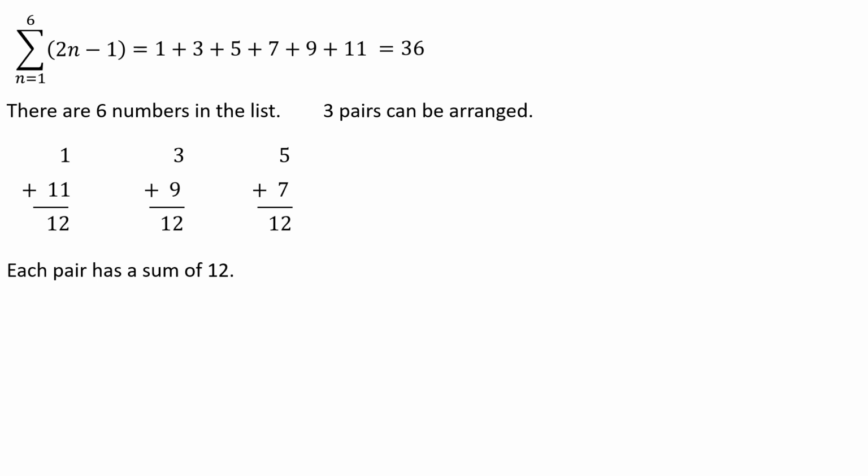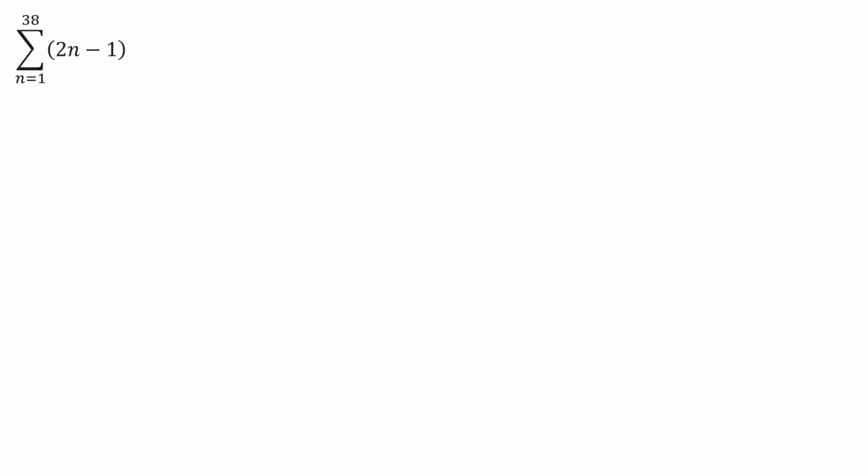Aha. So if I know there are 3 pairs, and if I know each pair adds up to 12, I know 3 times 12 is 36. So if I know how many pairs there are, and if I know what each pair adds up to, I can just multiply those numbers, and I know what the total is. So if there's 38 numbers in the list, I don't have to list all 38 and add them up. I just need to know, how many pairs? What does each pair add up to?